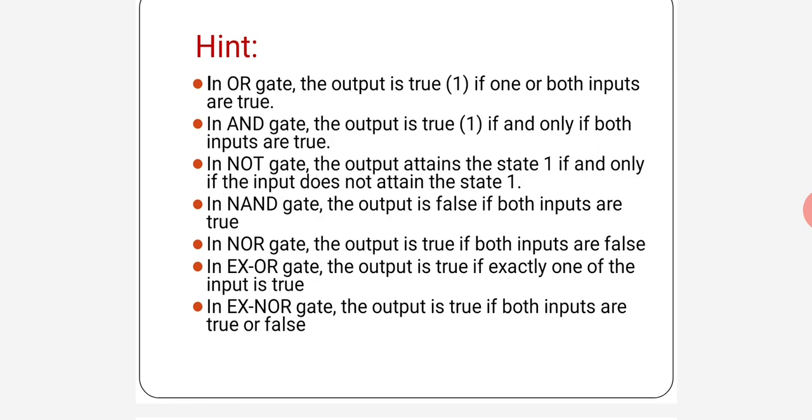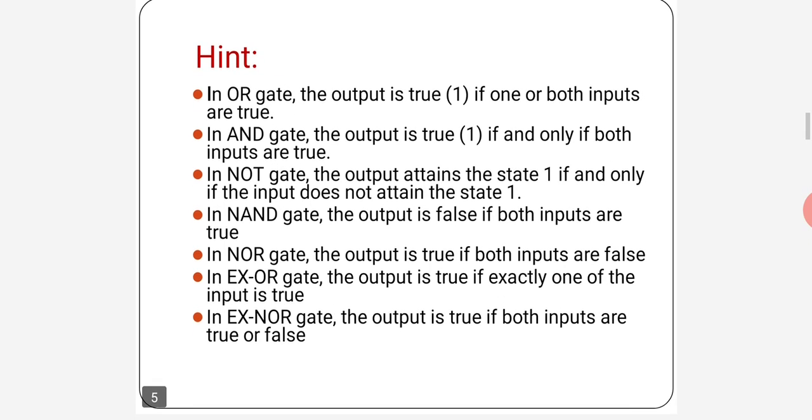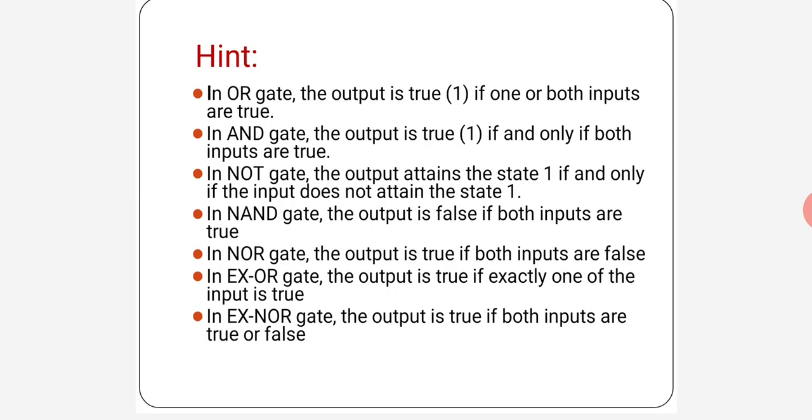So now, like I told you before, the NAND gate is the reverse of the AND gate because of the negation, the NOT gate. And I told you that it is the combination of both the NOT gate and the AND gate. So if it's not AND, that means in AND gate, if the output is 1, in NAND gate, the output will be 0 because of the inverter. And in NAND gate, if the output is 0, in AND gate, the output will be 1. So in NAND gate, the output is false if both inputs are true.